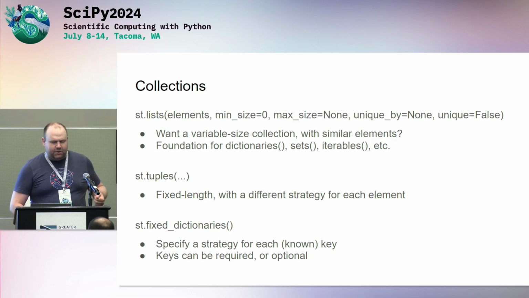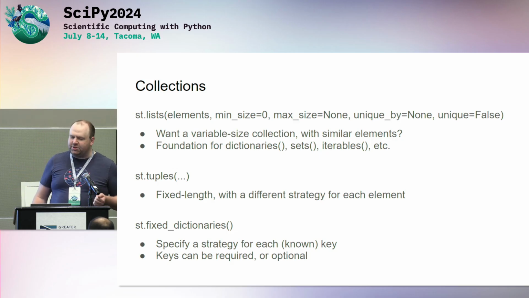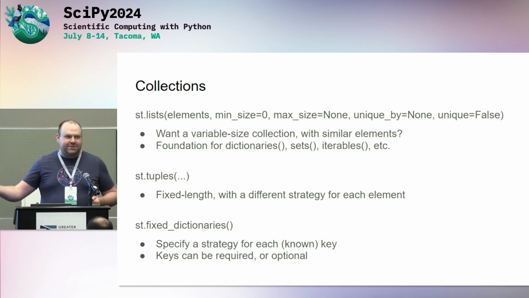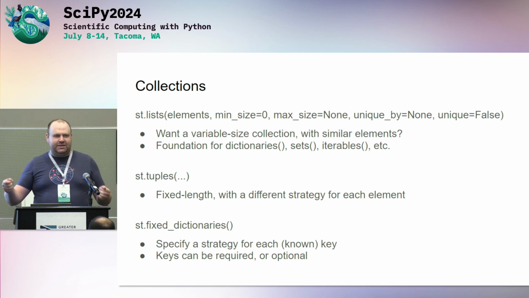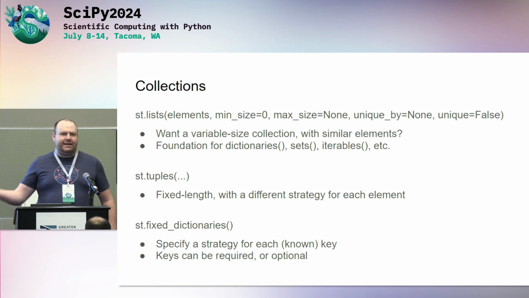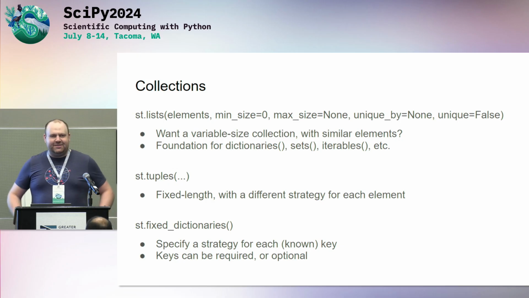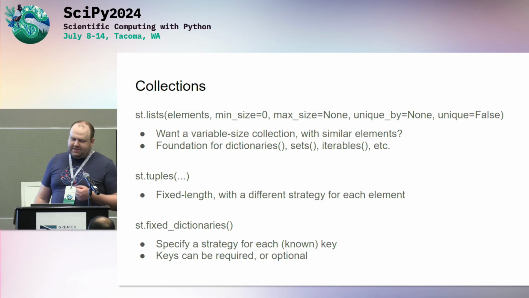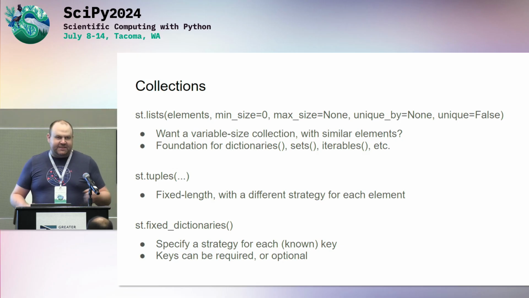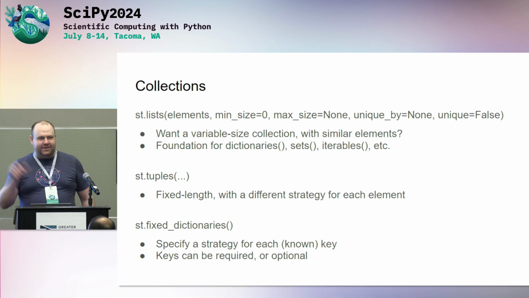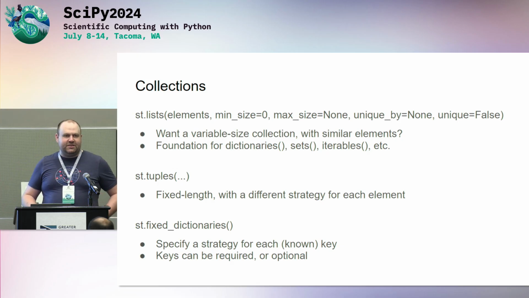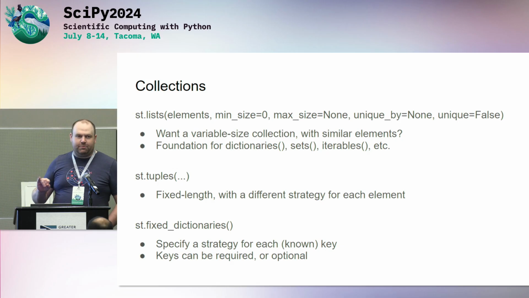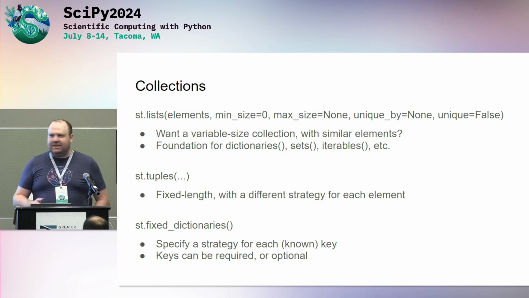A separate thing that you might want is tuples. So the tuples function takes n strategies and gives you tuples where each element is drawn from the corresponding strategy. So you could say, give me a tuple which consists of 3 integers and a string, and you would say tuples(integers, integers, integers, text). Or there's fixed dictionaries. This basically is similar to tuples. You specify the keys and then the strategy corresponding to the value for each key. And you can have both required and optional keys there. So you can see how you would start to build this up into more complex data types.